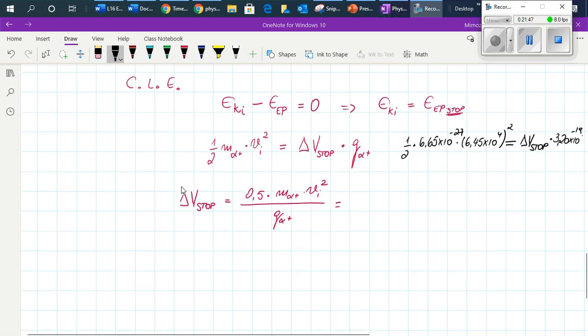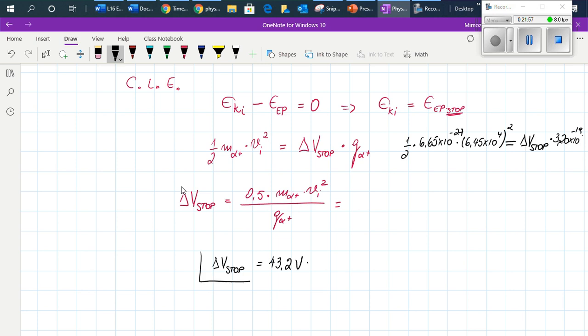I have the voltage that will make it stop: it is 43.2 volts, the difference between the two, and you should have the same value. Okay, let's bring another question and see now if the particle is stopping, where it is stopping, and all that information.